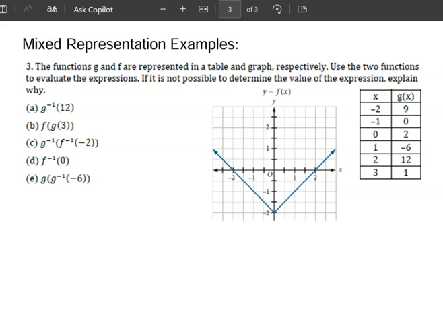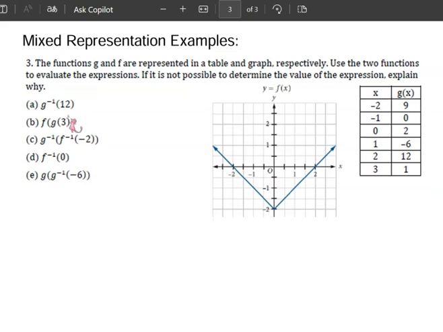Mixed representation examples. The functions g and f are represented in the table and graph respectively. Use the two functions to evaluate the expressions. If it is not possible to determine the value of the expression, explain why.